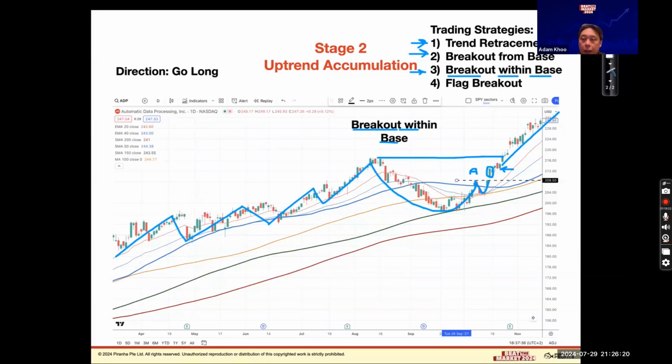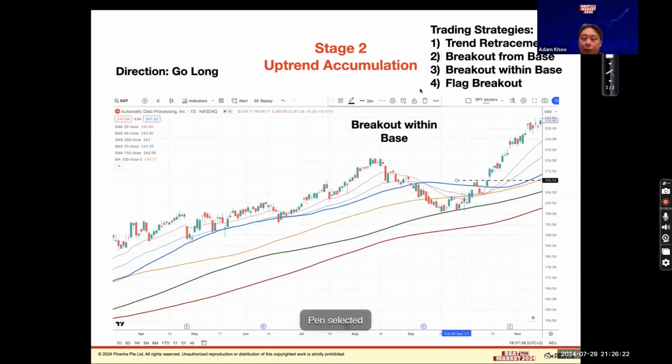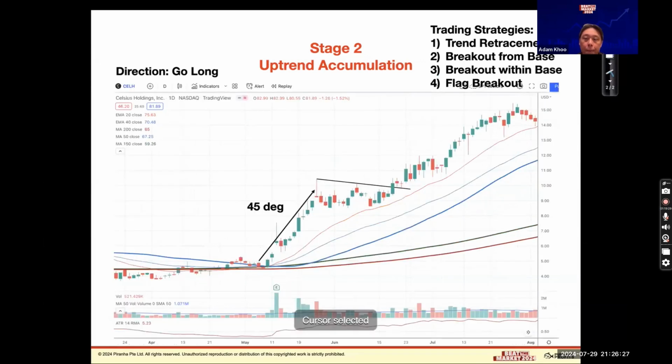Finally is the flag breakout entry. Sometimes you see a stage 2, again, this is a stage 2, where you see a strong move like that, which is a very strong move. Usually this move must be more than 80% in less than 2 months. We call this a flagpole move. This is like a flagpole.